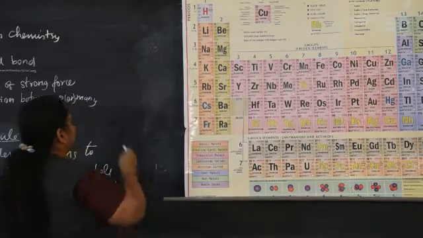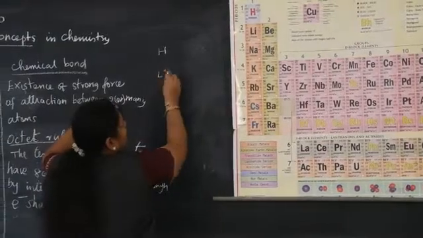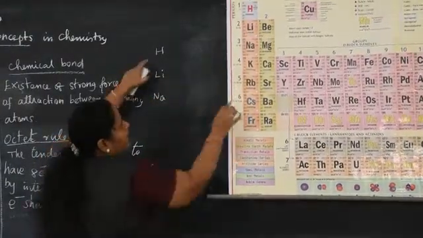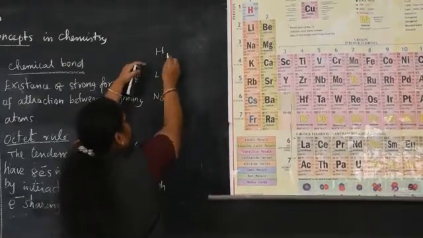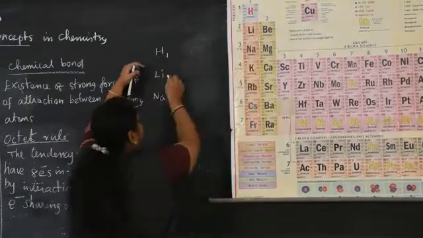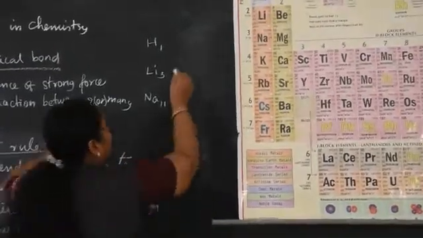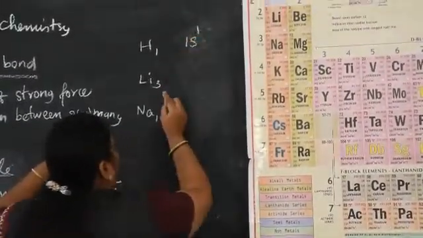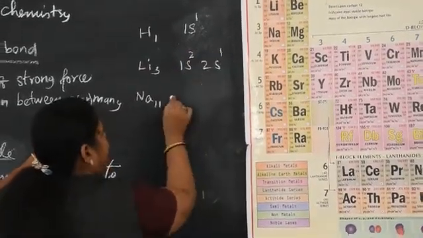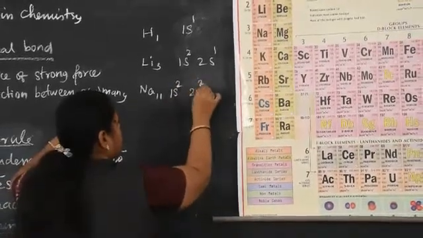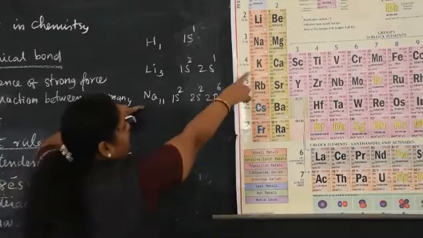Let us consider the first group elements: hydrogen, lithium, sodium. I take only 3 elements. Atomic number of hydrogen is 1, lithium is 3, sodium is 11. So I write the electronic configuration. For hydrogen, 1s1. For lithium, 1s2 2s1. For sodium, 1s2 2s2 2p6 3s1.